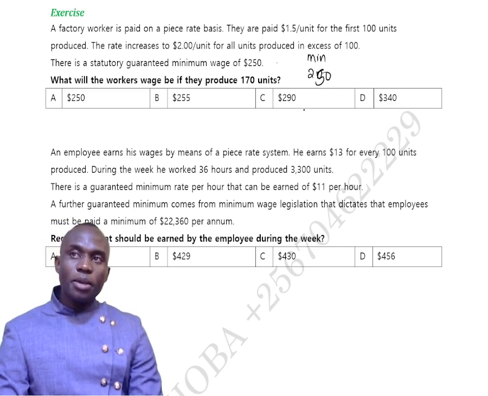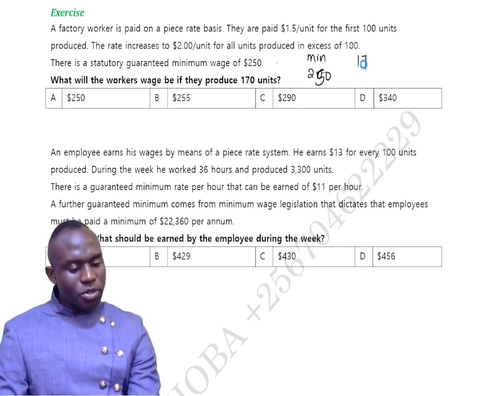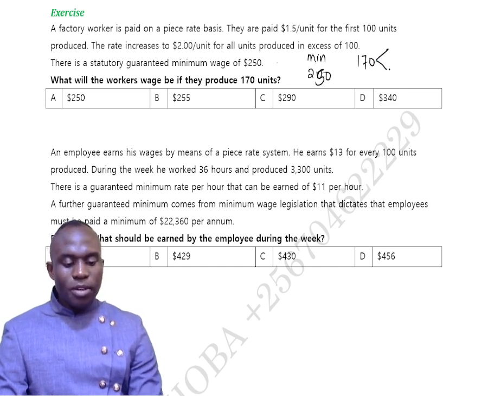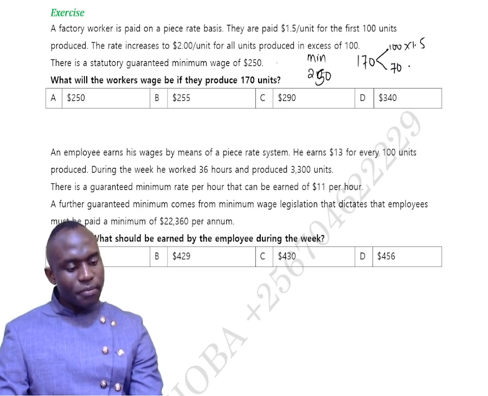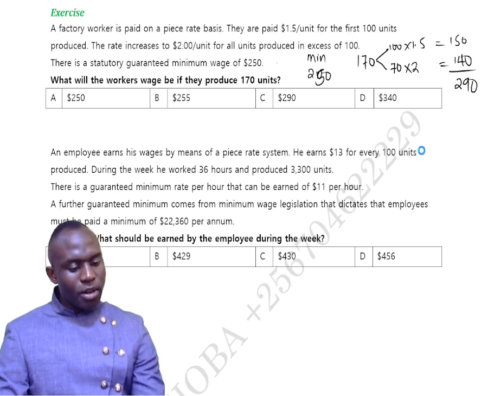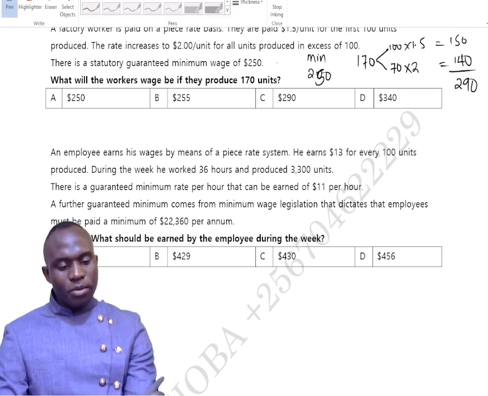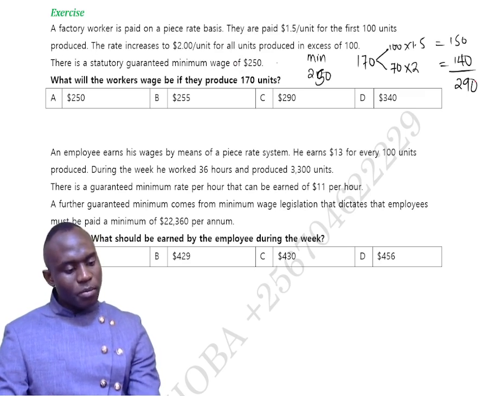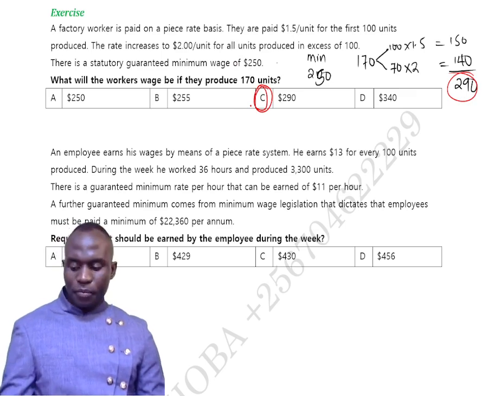Then what is the payment based on units? The person produced 170. So 170 is divided into 2. For the first 100, the payment is 1.5. Then for the next 70 units, because there are no rejected units, the payment is $2. So when we sum up this is 150 and this is 140, so the total is 290. So which one is the higher of the two? The higher of the two would be 290, so the payment would be 290.